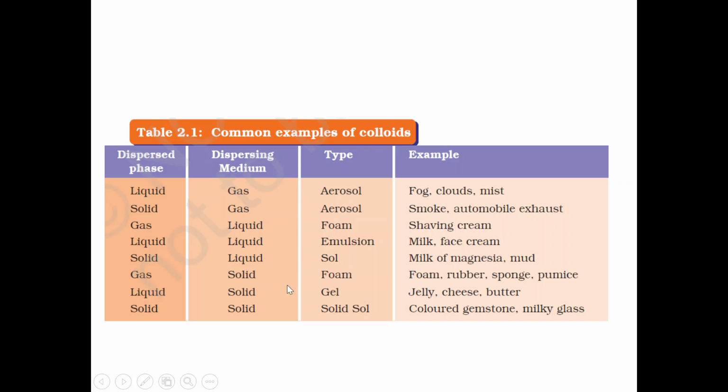Then gas in solid is also called foam, as in foam rubber, sponge and pumice. Then liquid in solid is called a gel, and some examples are jelly, cheese and butter. Then solid in solid is called a solid sol, as in colored gemstone and milky glass. Regarding this, you will be reading in your higher classes, so I will not go into details.